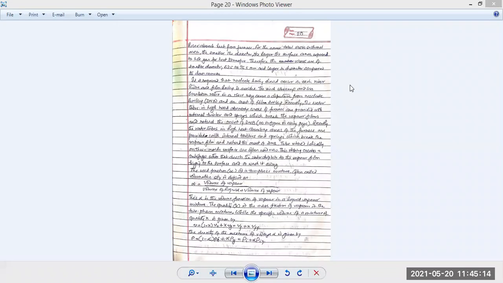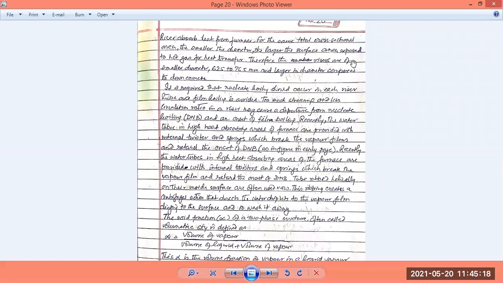Now, what is the function of the riser? The riser absorbs the heat from the furnace itself. For the same total cross-section area, the smaller the diameter, the larger the surface area exposed to the hot gas for heat transfer. So the smaller the diameter, the smaller the volume.